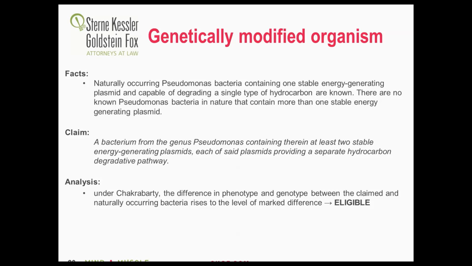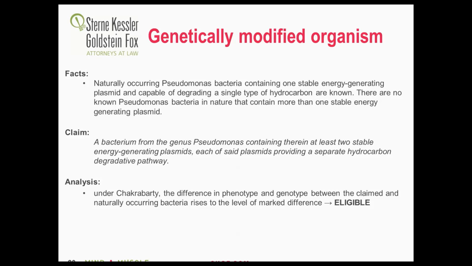Here, the example, the facts relate to a naturally occurring Pseudomonas bacteria containing one stable energy-generating plasmid and capable of degrading a single type of hydrocarbon. That's known in the art. But there's no known Pseudomonas bacteria in nature that contain more than one stable energy-generating plasmid. These energy-generating plasmids take different hydrocarbons and chew them up. And so this is basically the Chakrabarty example.